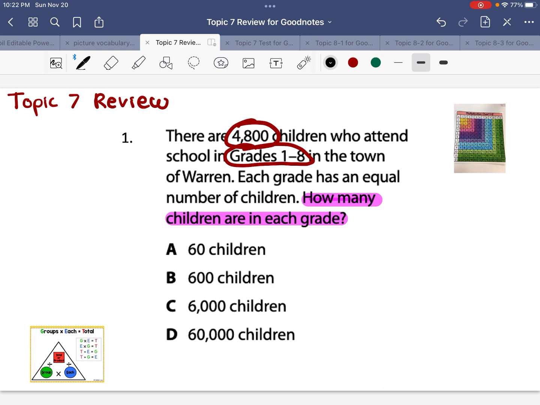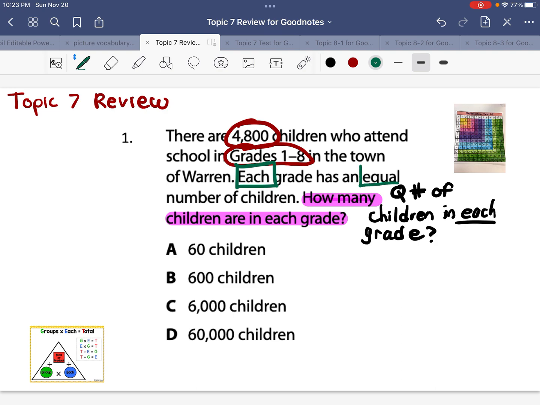I'm going to rewrite my question over here so I can know exactly what it's asking me. Number of children in each grade. Okay, and I'm going to underline each. Okay, now I'm going to box in my keywords. So each, again, equal number, how many children, and that word each again.